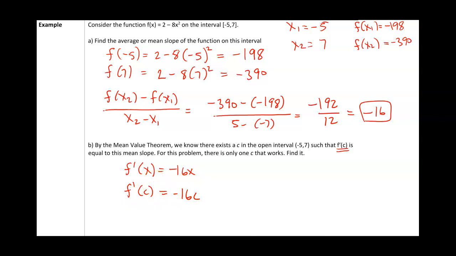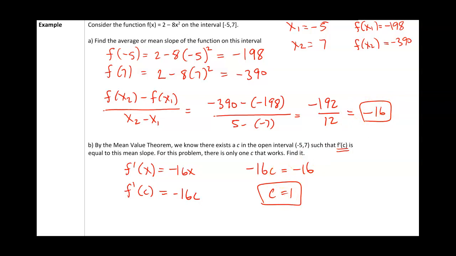And then what the mean value theorem says is that for this point c, which we have to find, f prime of c is equal to the slope we found. So f prime of c, which is -16c, is going to equal the slope which we found, which is -16. And then that just means c is equal to 1.